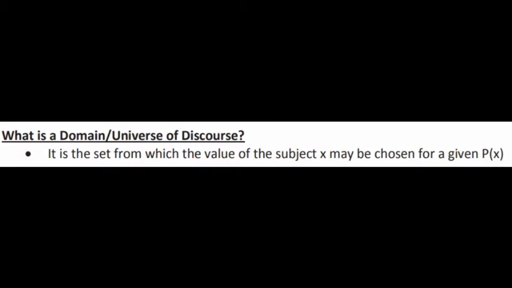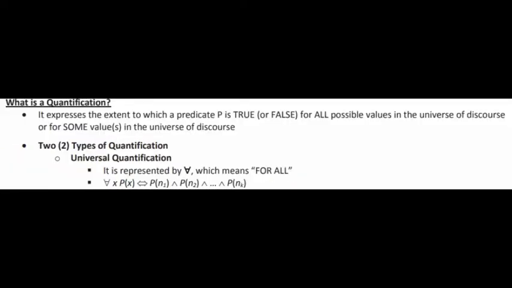What is a domain or universe of discourse? It is the set from which the value of the subject X may be chosen for a given P of X. What is a quantification? It expresses the extent to which a predicate P is true or false for all possible values in the universe of discourse or for some values in the universe of discourse.